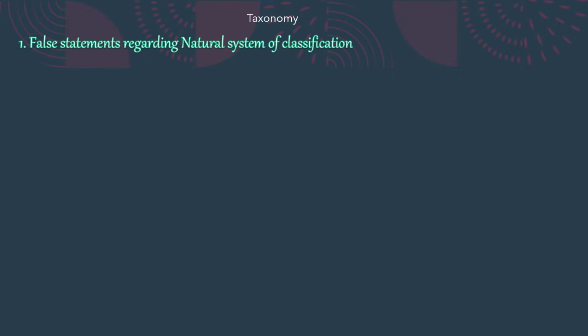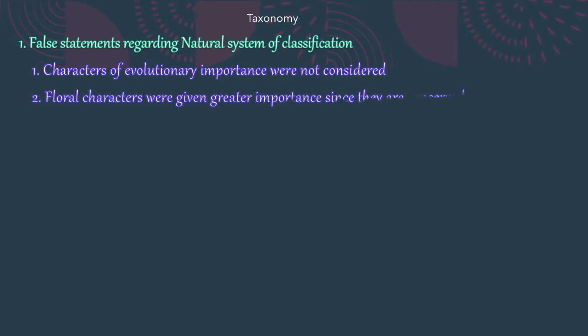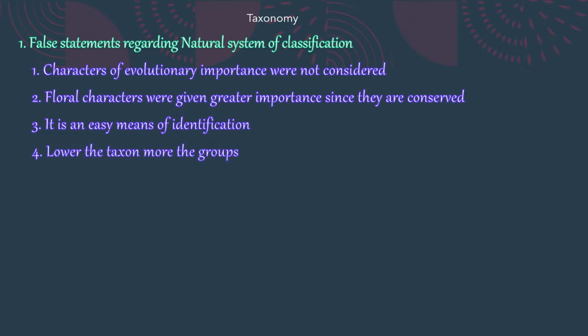False statements regarding natural system of classification. Options: A, characters of evolutionary importance were not considered. Option B, floral characters were given greater importance since they are conserved. Option 3, it is an easy means of identification. Option 4, lower the taxon, more the groups. Now the answer is 2. Floral characters were given greater importance since they are conserved.